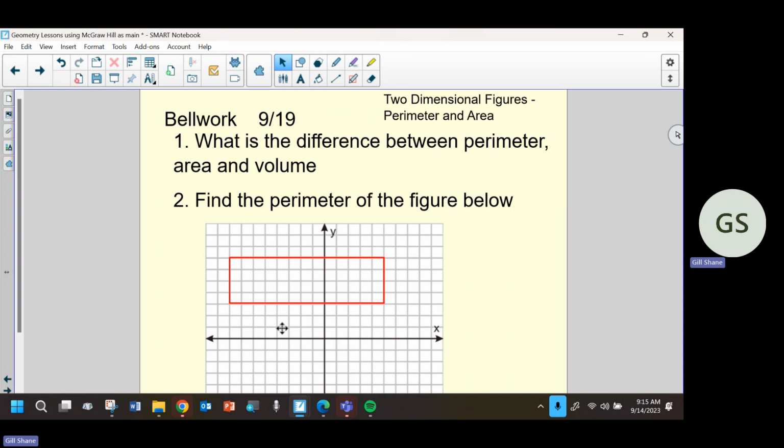What is perimeter? Perimeter, ma'am. So I'll say that a few different ways, whichever one sticks with you, that's the one you use.